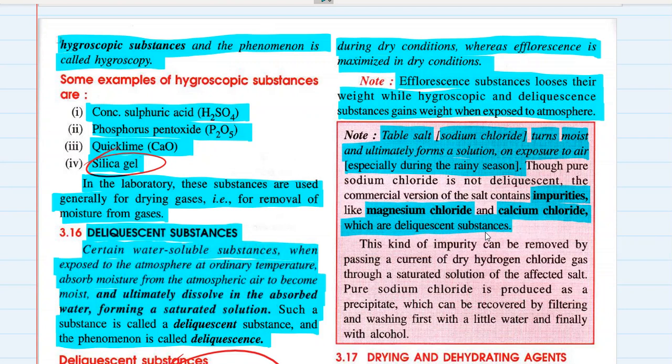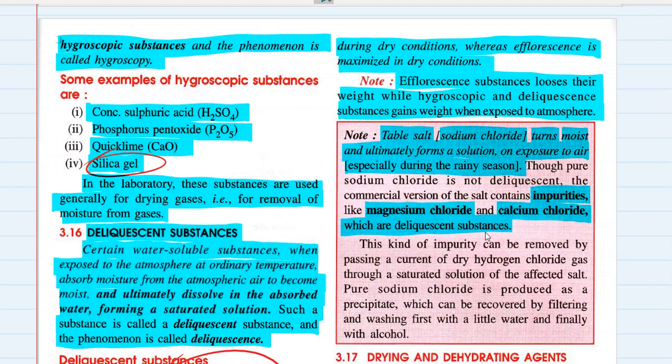How can you prove that table salt is deliquescent, or that it contains deliquescent substances? You can take some table salt in a dish and put it near your window, where, of course, in the rainy season it works best. Make sure that rain does not directly fall into it. So put it near the window, not in the rain, not outside, and observe it after a couple of days.